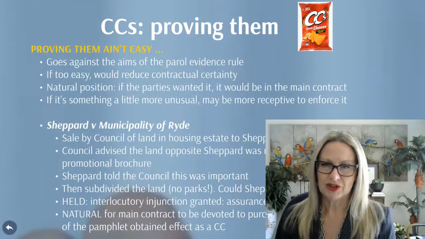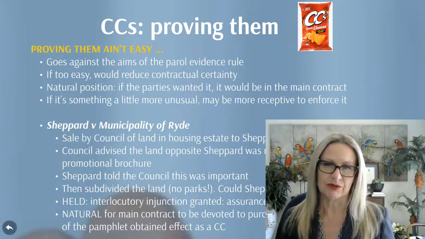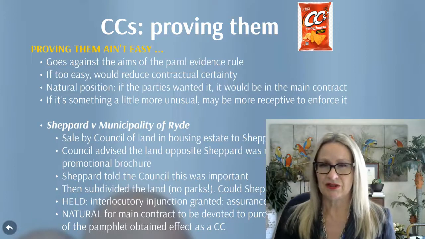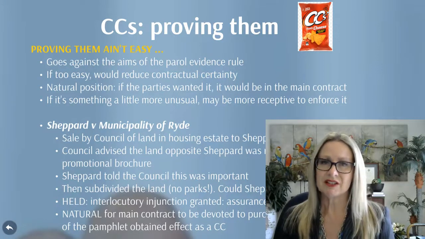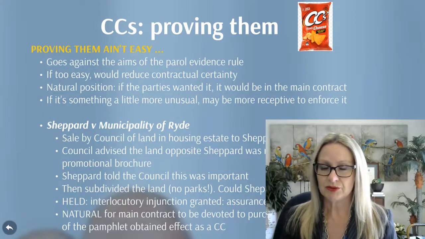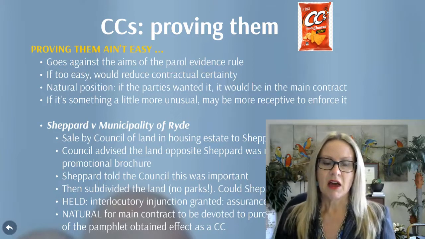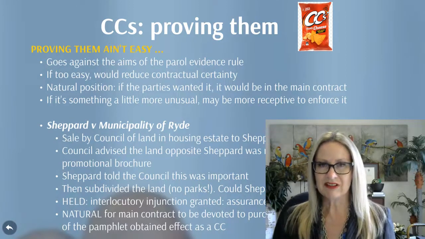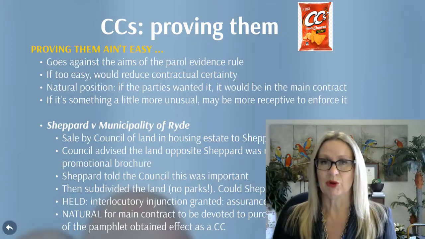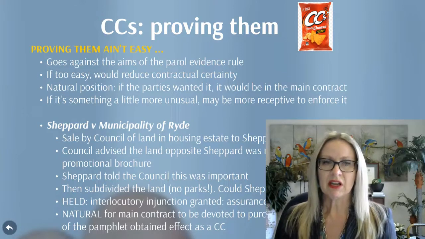However, don't, from what I've just said, think that getting a collateral contract recognised by a court is an easy thing. It's certainly no lay down misere. The fact is that collateral contracts are an exception to the parol evidence rule, and the parol evidence rule, as we saw from video 2, is fairly carefully guarded by the High Court at the moment, at least. And so, generally speaking, if there is a written agreement between the parties, then terms will be expected to be in the body of that main agreement. If the parties wanted it, it would be there.